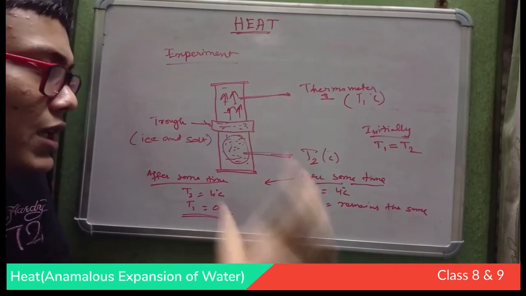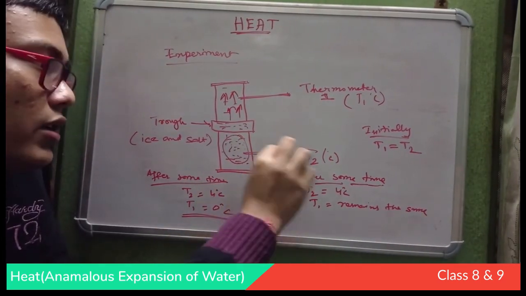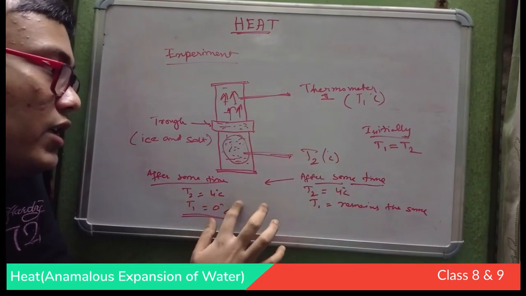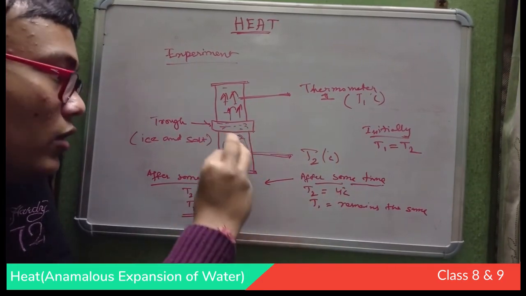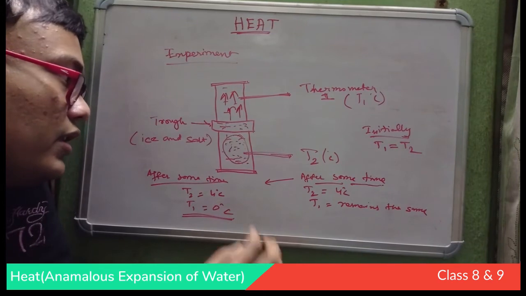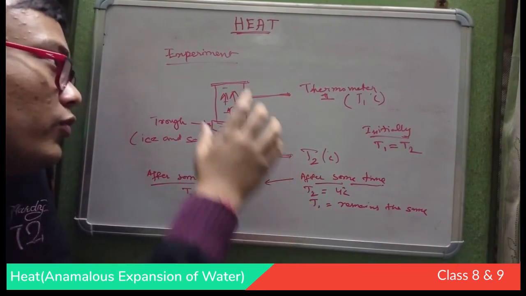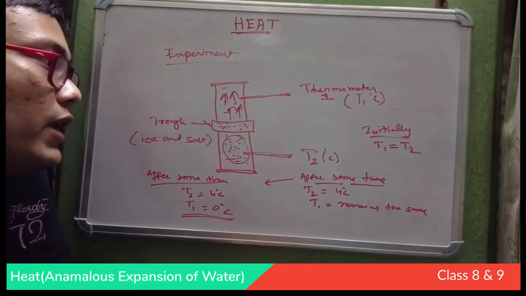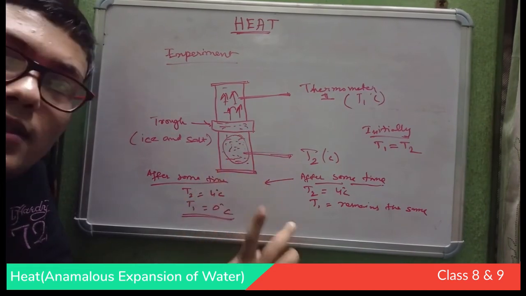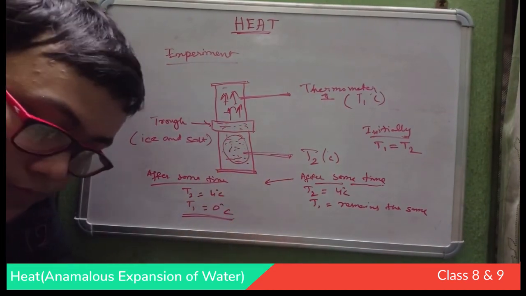So from this experiment we can conclude that the temperature T2, which shows 4 degrees Celsius, is due to the water at high density which settles down at the bottom. So from this experiment we can prove that the density of water is maximum at 4 degrees Celsius.